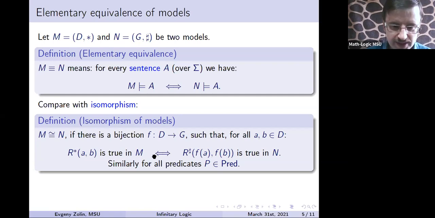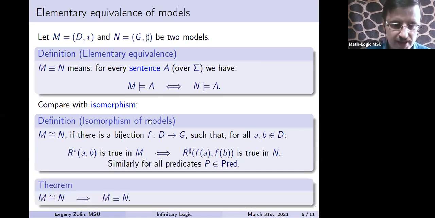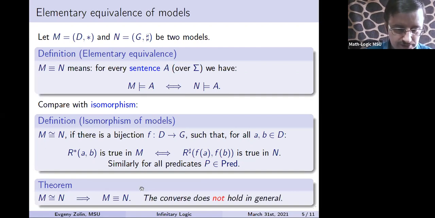So you can recognize the notion of an isomorphism of linear orders or partial orders and so on. It is almost obvious, with a simple proof, that if two models are isomorphic, then they satisfy exactly the same sentences. The same sentences are true, so they are elementary equivalent. But the converse doesn't hold in general, and we will have some examples.